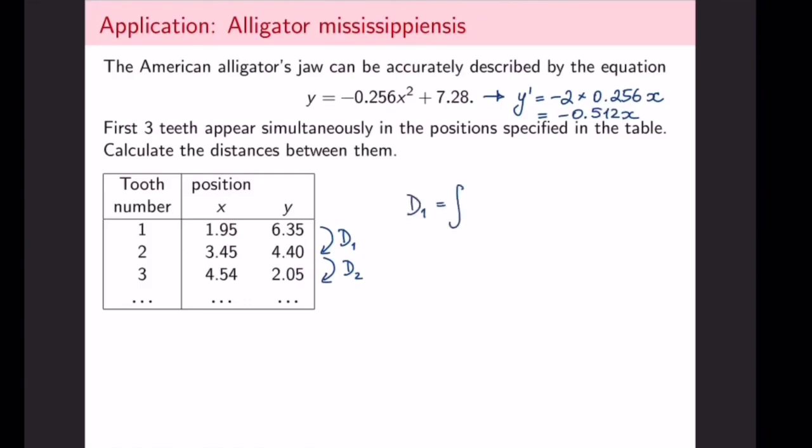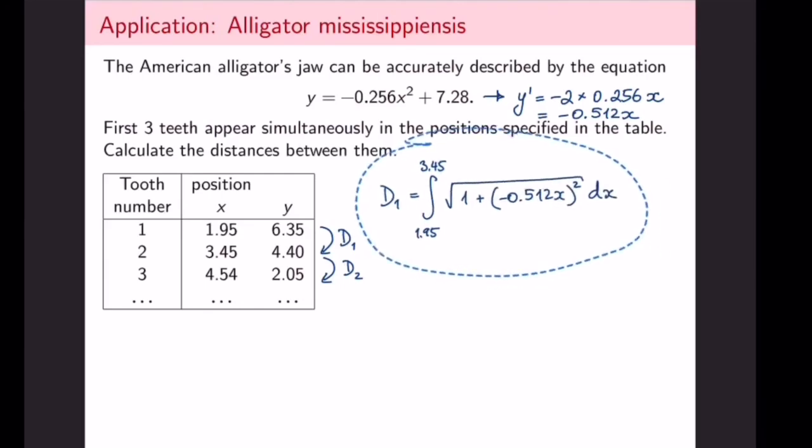So for distance 1 here, I'm going to have an integral. Again, remember, it's all in terms of x. So I'm going to take my x coordinates as my limits of integration. So from 1.95 to 3.45, these are my x positions for the first two teeth. Square root of 1 plus, then my derivative, minus 0.512x all squared. And of course, dx. Okay, so this is the computation for the first distance.